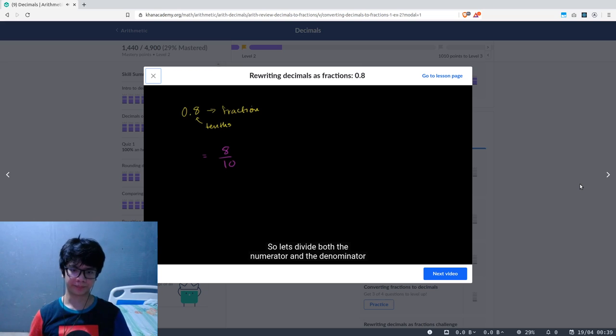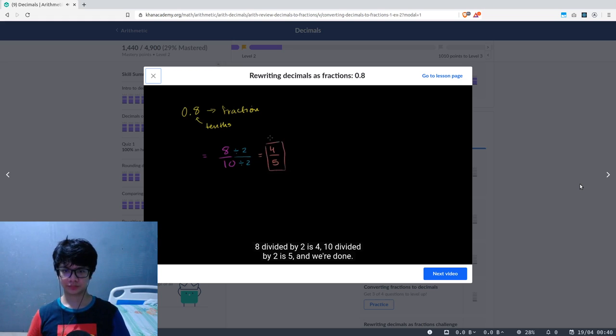So let's divide both the numerator and the denominator by 2. We're not changing the value of the fraction because we're dividing both the numerator and the denominator by the same thing. 8 divided by 2 is 4. 10 divided by 2 is 5. And we're done. 0.8 is the same thing as 8 tenths, which is the same thing as 4 fifths.